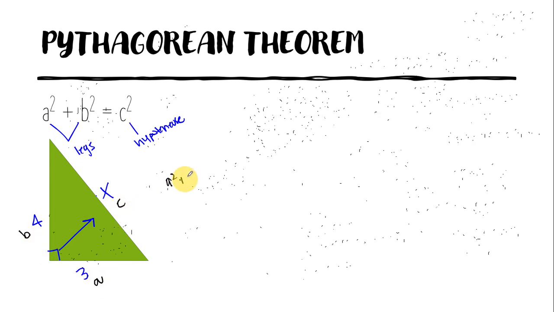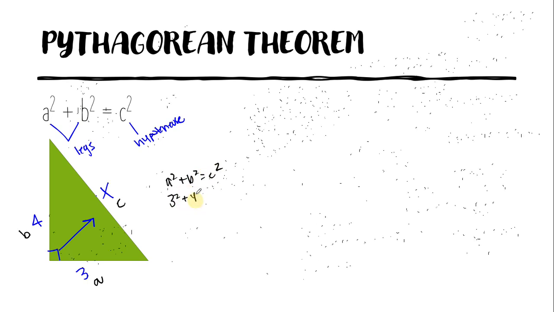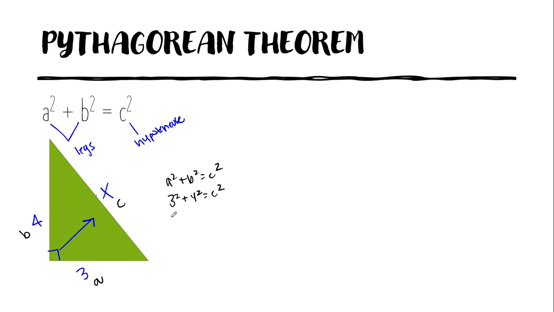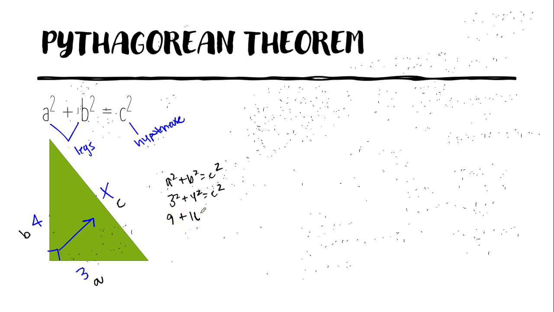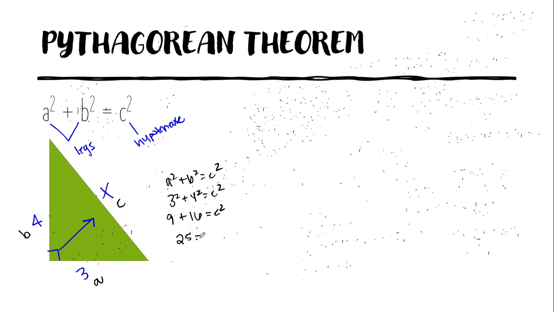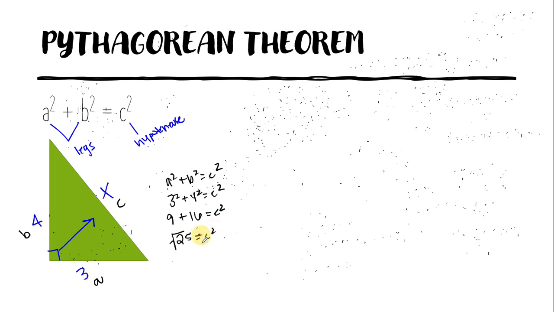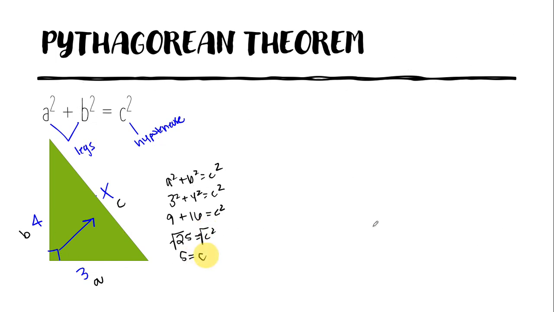So a squared plus b squared equals c squared. 3 squared plus 4 squared equals c squared. 3 squared is 9. 4 squared is 16. 9 plus 16 is 25 equals c squared. Am I done? Nope, need to square root that, so 5 equals c. There's my hypotenuse.